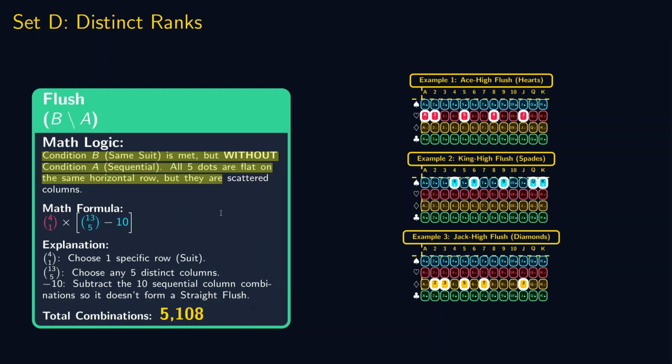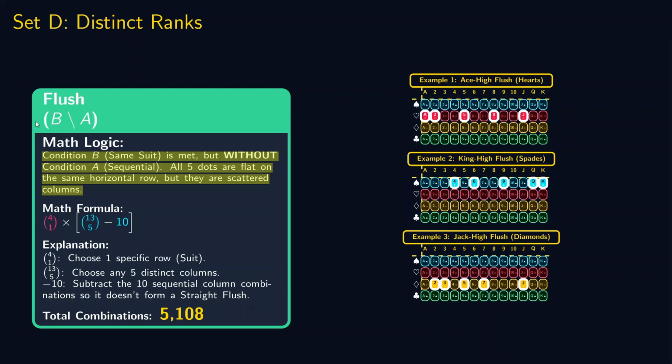In the grid, a flush is immediately recognizable. All 5 dots are perfectly flat, sitting in one single horizontal row. You look at the grid and you see 5 highlighted boxes all at the same vertical level, all sharing the same suit. But unlike a straight flush, if you look at which columns those boxes are in, they do not form a consecutive run. They are scattered. They might be spread far apart or clustered in some non-sequential pattern, but they definitely do not march in order from one column to the next.